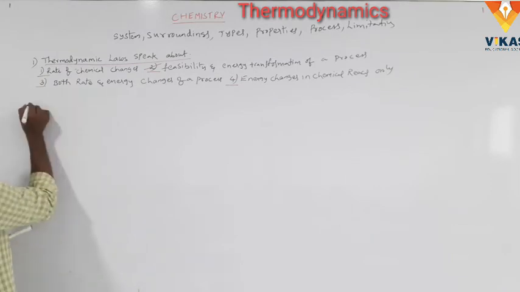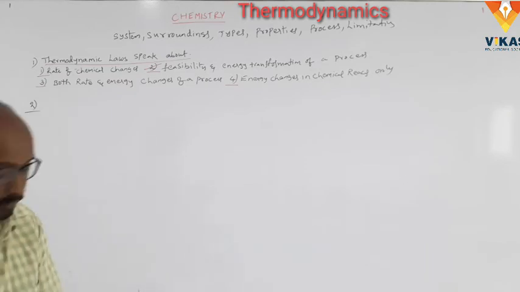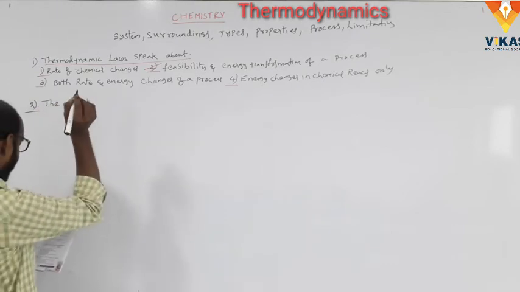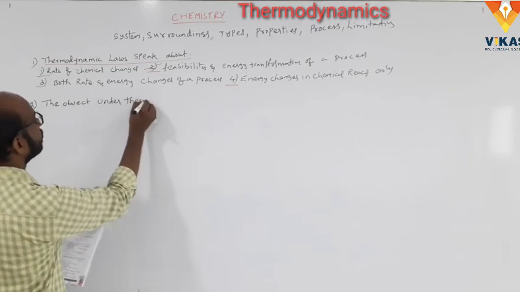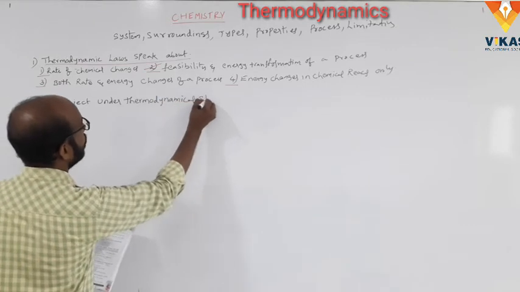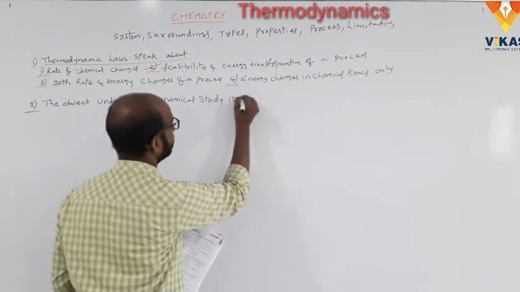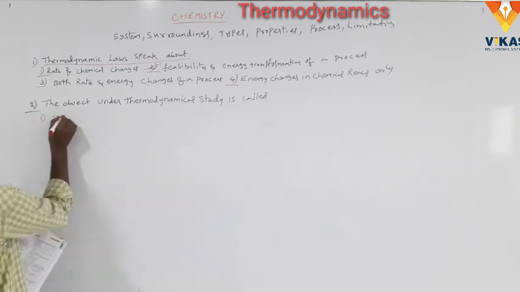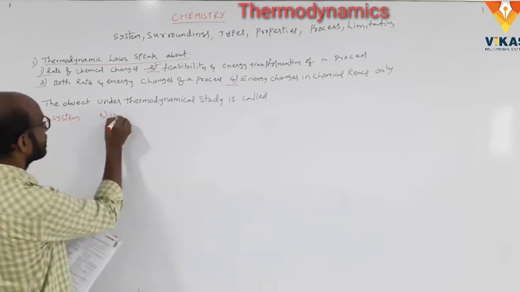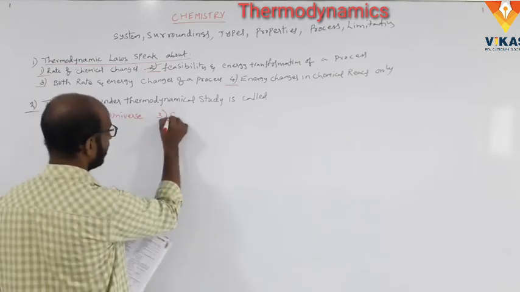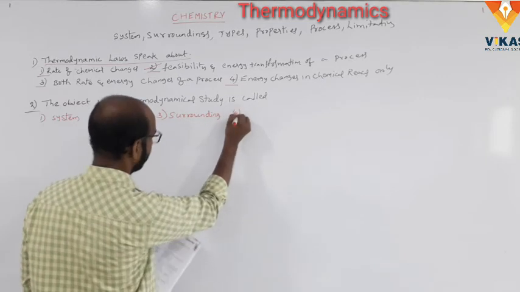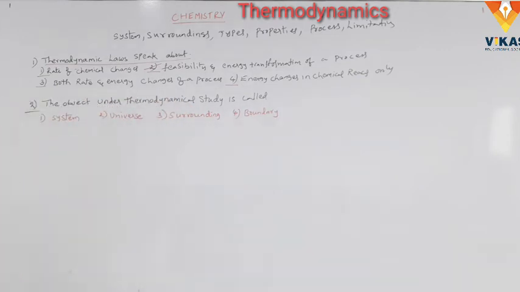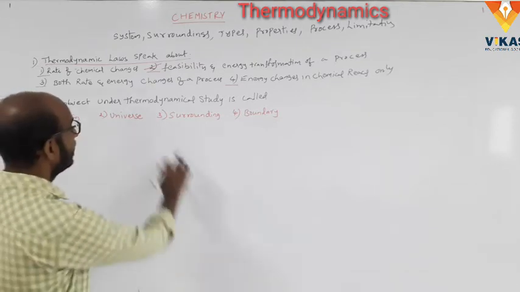Okay, and the second bit is, the object under thermodynamic study is called: number 1 system, number 2 universe, number 3 surrounding, number 4 boundary.